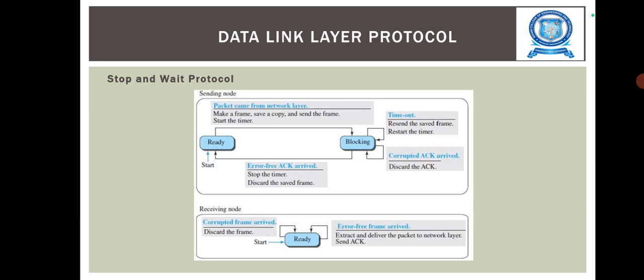If a timeout occurs, the sender resends the saved copy of the frame and restarts the timer. If a corrupted acknowledgement arrives, it is discarded. If an error-free acknowledgement arrives, the sender stops the timer and discards the saved copy of the frame. It then moves to the ready state.